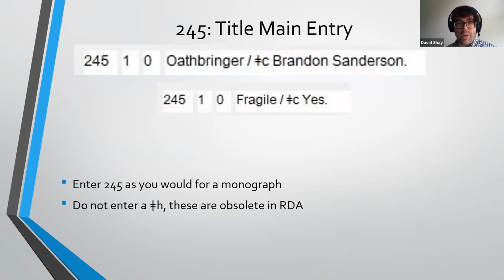245, title main entry. You do it just as you would for a monograph. Again, we're no longer using subfield H's. These are obsolete in RDA. Your preferred source should be your physical object itself. So on your CD, your preferred source for your title and your statement of responsibility, if I'm remembering correctly, should be your physical disk.